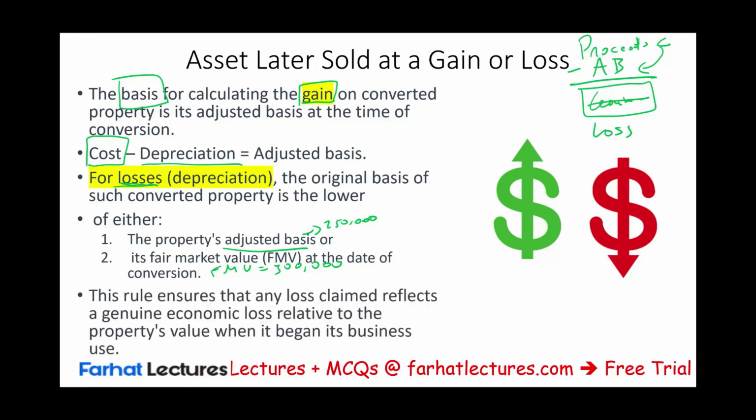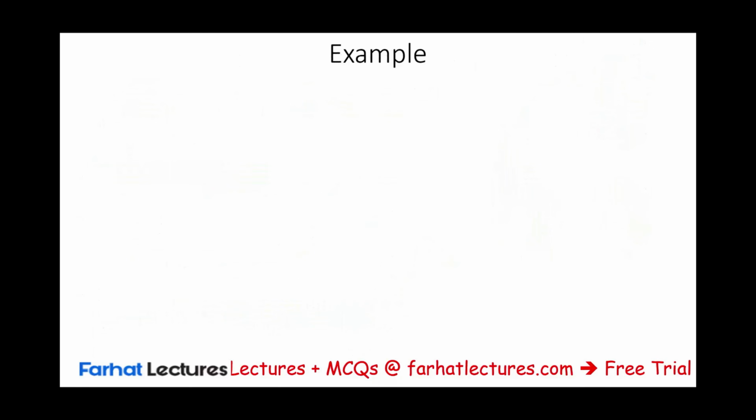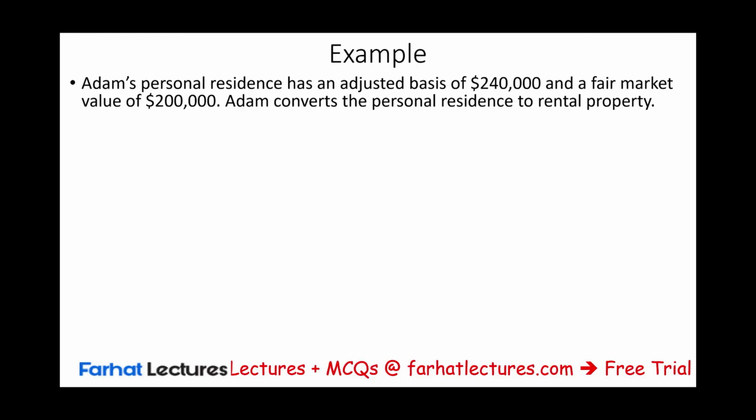Then we are going to deduct any depreciation. Choose the lower of these two, then minus depreciation. This is how we come up with the adjusted basis for the purpose of the loss. Don't worry, we'll look at an example. Now, why do we have this rule? This rule makes sure that any loss claimed reflects a genuine economic loss, since you were using this asset for business use. The best way to illustrate why we use two bases is to work an example with numbers. So let's take a look at this example.